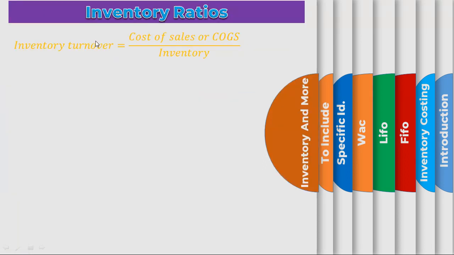Inventory ratios. Inventory turnover is cost of sales or cost of goods sold divided by inventory. Days of inventory on hand is DOH. It's the number of days in period, normally 360 or 365, divided by inventory turnover.